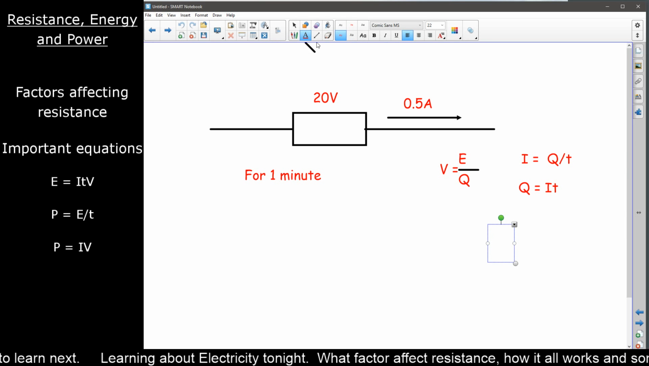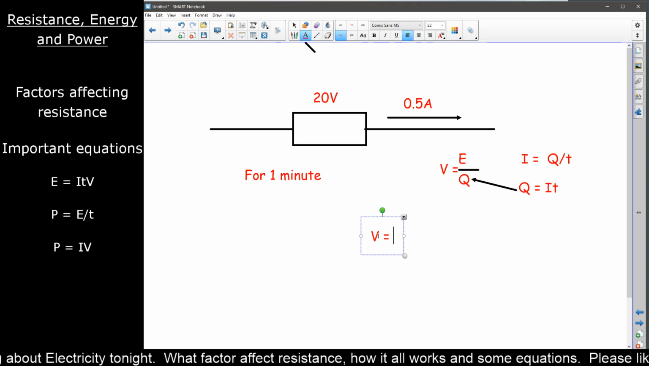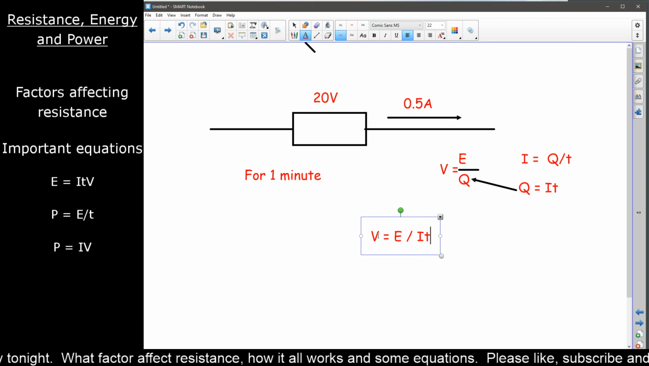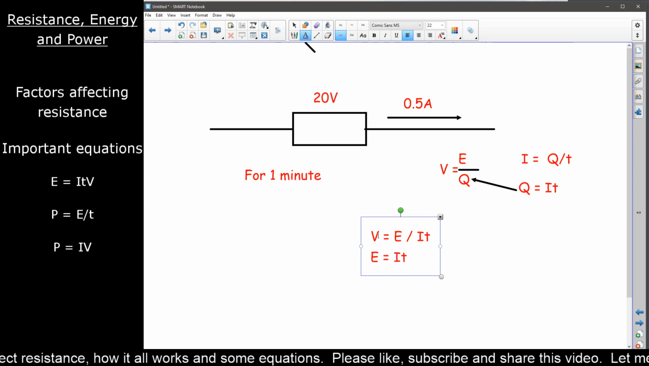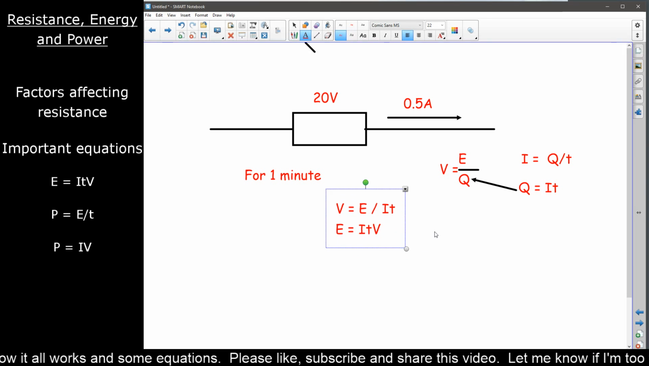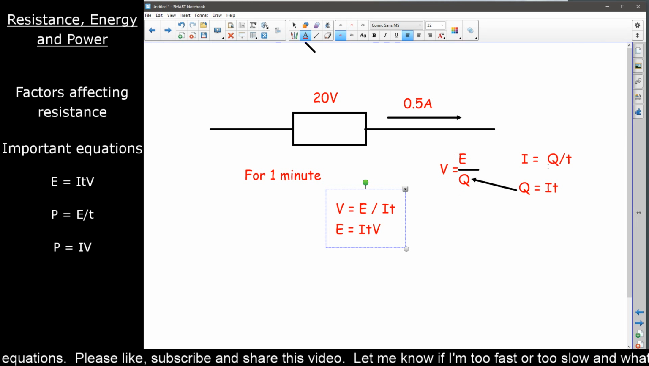Now if I substitute IT in here, I can write that V equals E over IT. Now if you're not following this, don't panic, but this is where it comes from. Multiplying both sides by IT gives me E equals ITV. So the energy equation simply comes from a combination of my definition from voltage that we did a couple of episodes ago, and my definition for current. Okay, it's nothing special, but it is a useful thing to know.